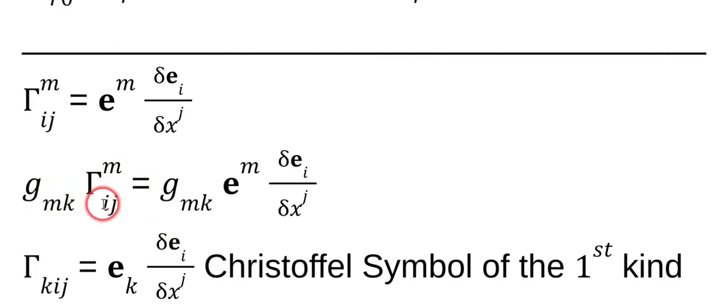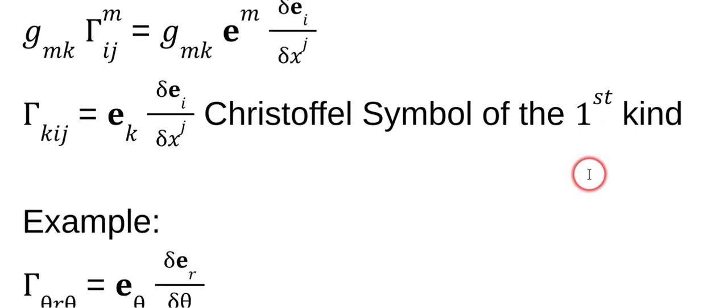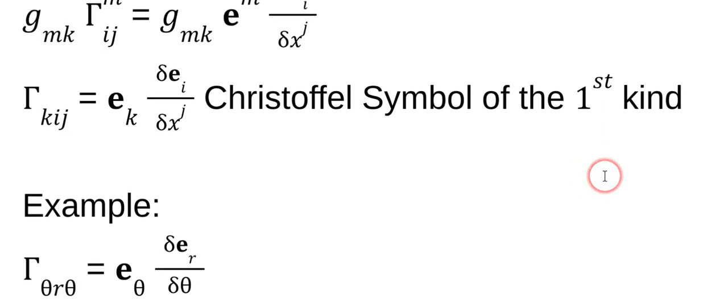So this becomes a k in this position, this becomes a k in this position. So we have this Christoffel symbol is equal to a covariant basis vector times that same derivative. And this is called the Christoffel symbol of the first kind. So it was first. I don't know why they call it that. I think it was. All right, so let's do an example with it.